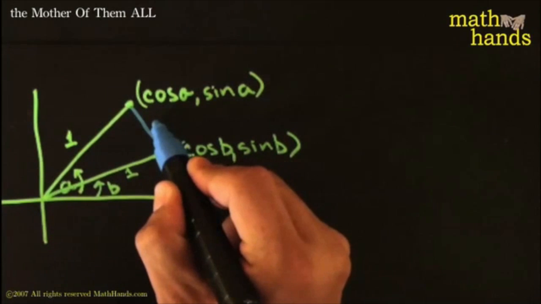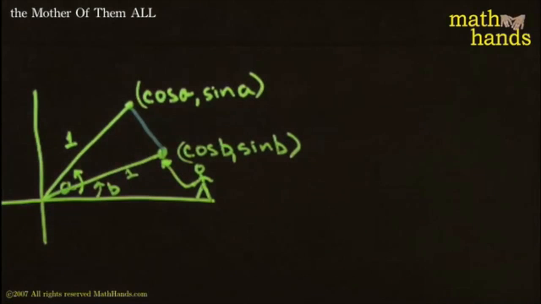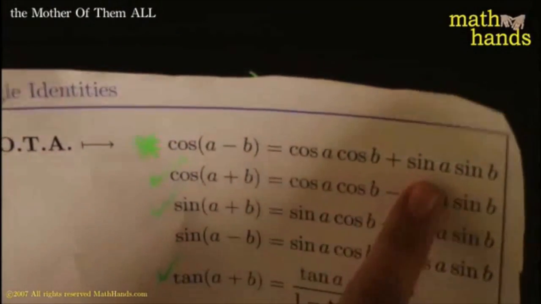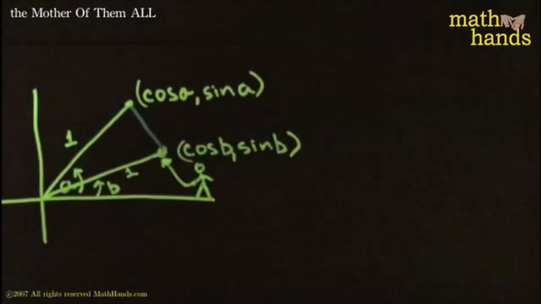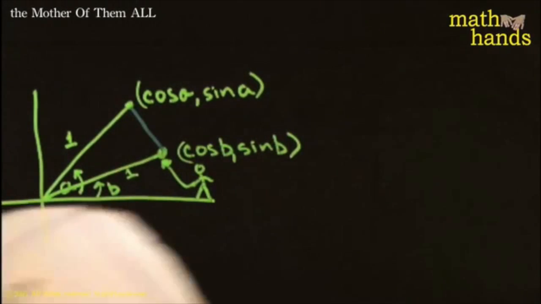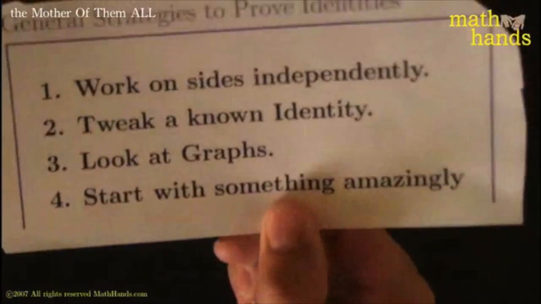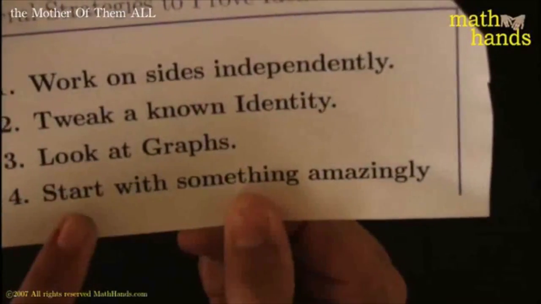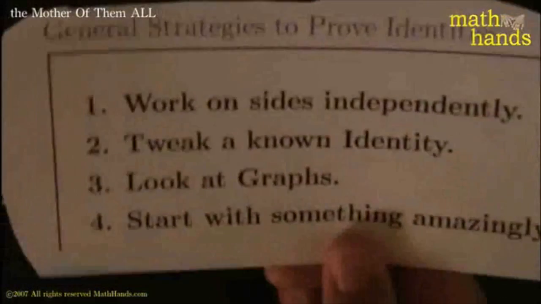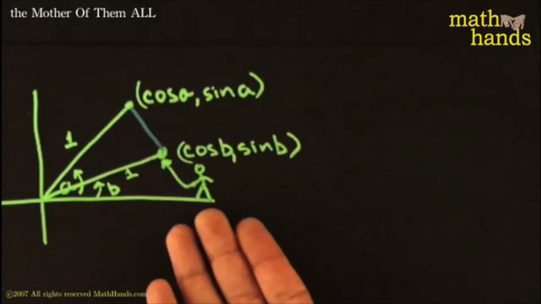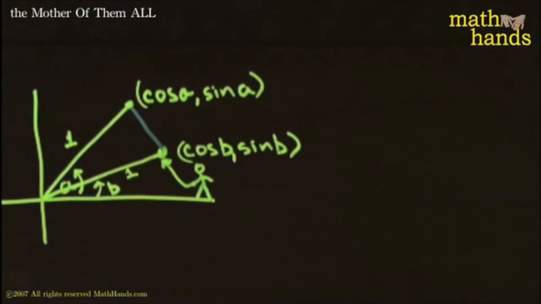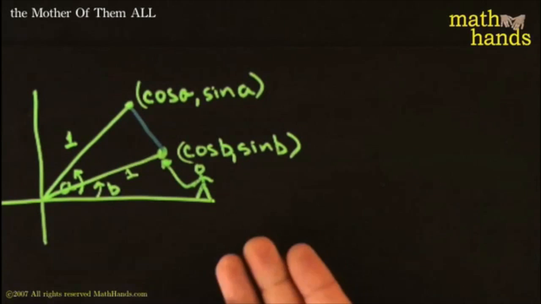And then the key here, by the way, keep in mind what we're trying to do. We're trying to prove the mother of them all. And just to keep things straight, which of these methods are we using to try to prove that? Working on one side? I don't think so. Tweaking? Nothing. It is starting with something amazingly creative and brilliant. Who would have thought that this guy holding the triangle would eventually help you prove the mother of them all? But it is. It's something amazingly creative, and you're gonna see why they pay me.